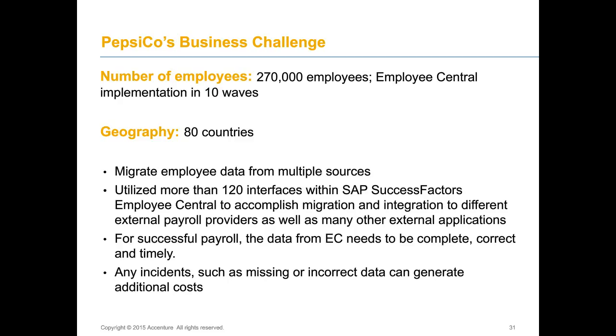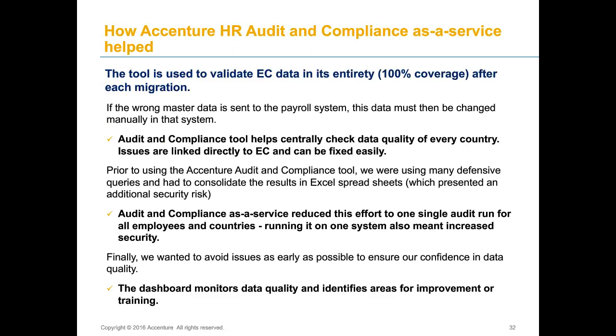In order to solve this challenge, we have utilized Accenture's audit and compliance tool as a service. The tool is deployed in the cloud on the HANA Cloud Platform, and we have activated many business rules on it. Some of the rules are global, applying to every country, and some are local, applying only to a specific country or region. There are many examples of these rules, where we ensure that the payroll data, benefits data, or the employee's core information is correctly populated.